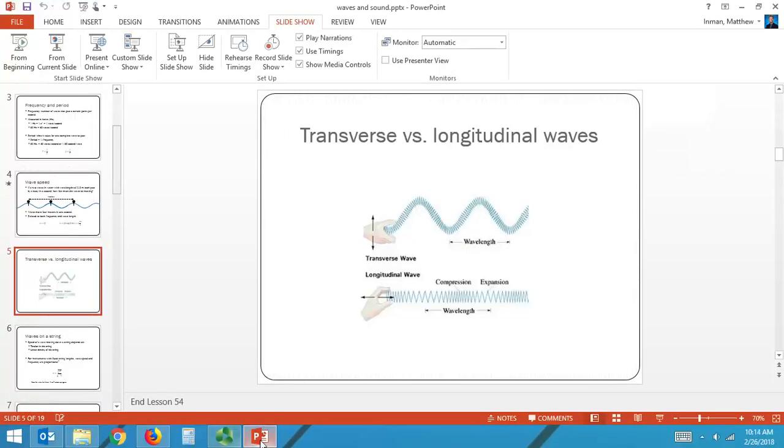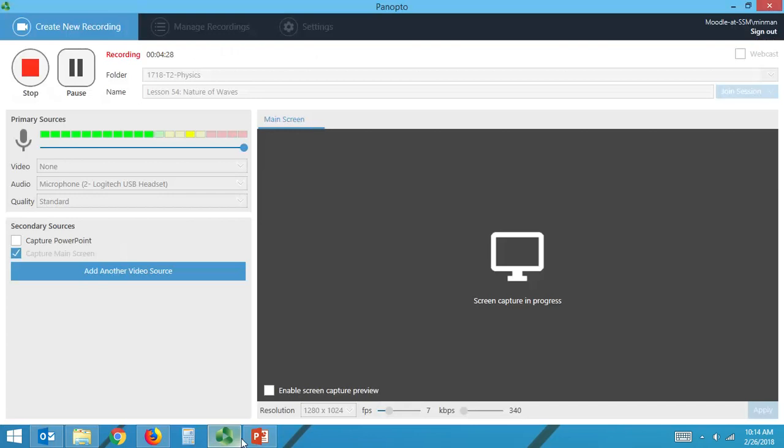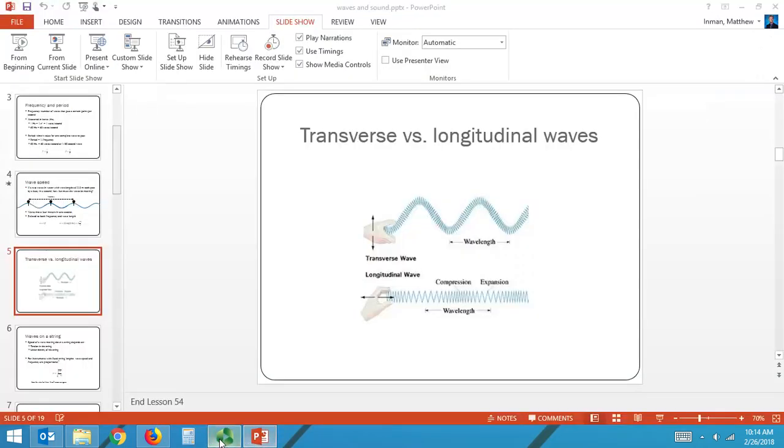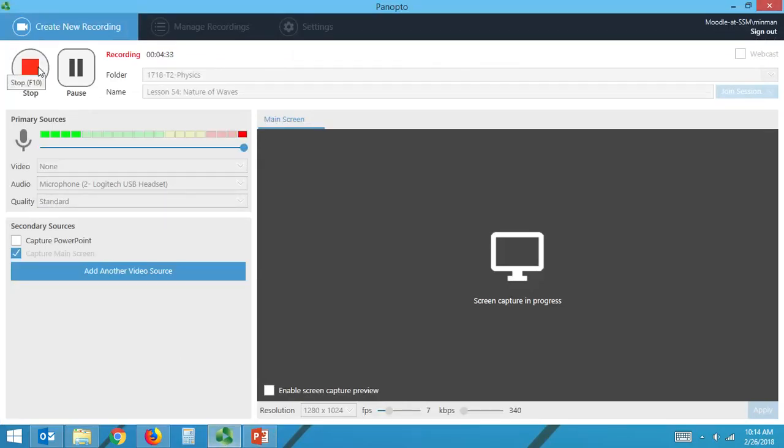So that's a quick overview of some waves. What we'll look at in the next lesson is how waves travel through different types of mediums. We'll look at a string first and look at how waves travel through a string.